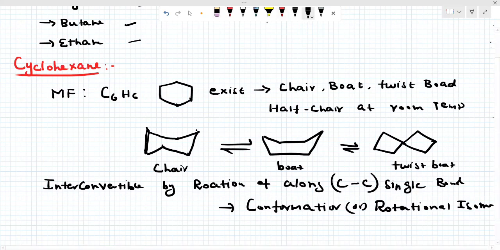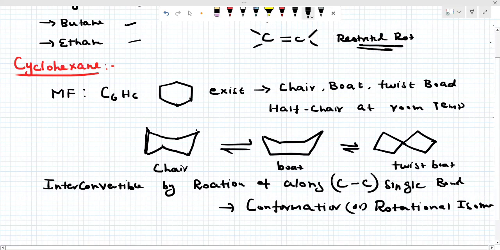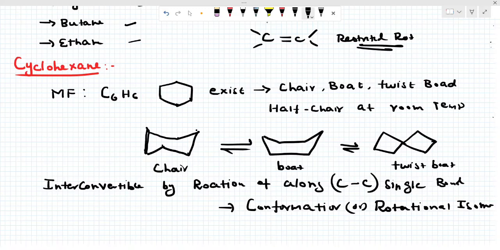Listen, a carbon double bond is a restricted rotation. It means the carbon double bond rotation does not take place. In the case of a single bond, we can easily rotate the carbon single bond. Therefore, the chair form is converted to the boat form, the boat form to the twist boat, and the twist boat to the half chair.